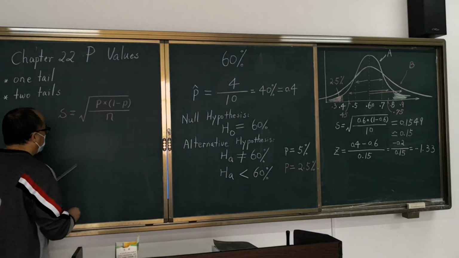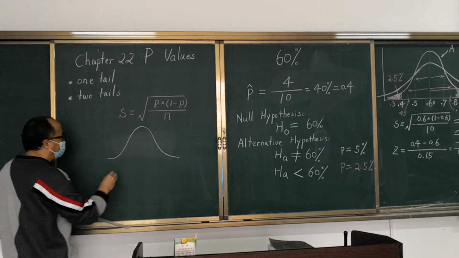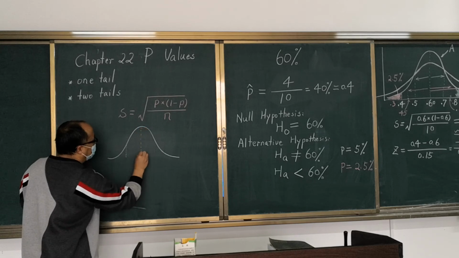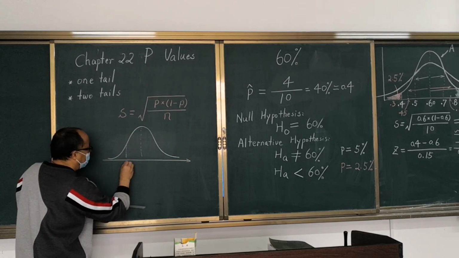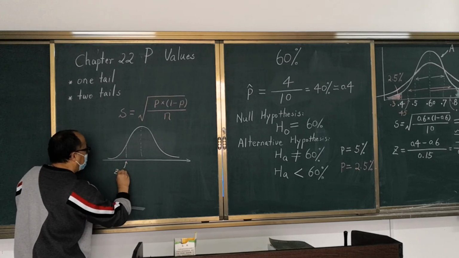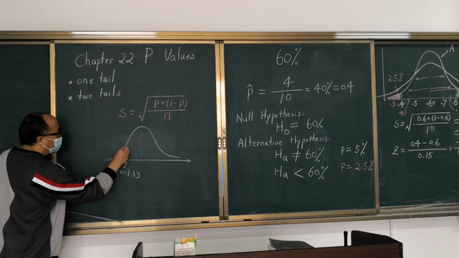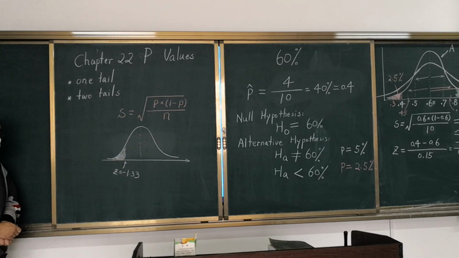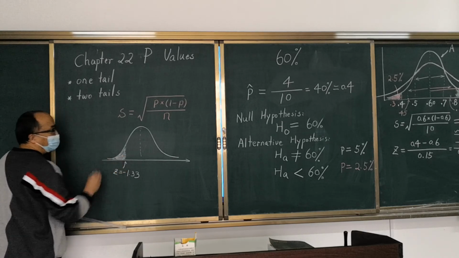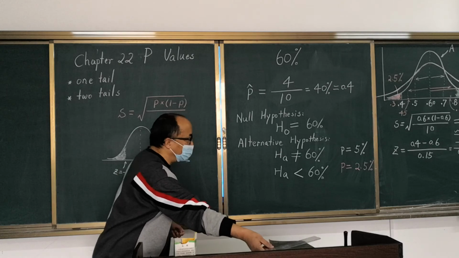I will follow here. So the question becomes like this. I just rephrase it. This is the middle one, and the z-score here is negative 1.33. What's the probability here? What's the probability of being here? We need to look at the z-table.